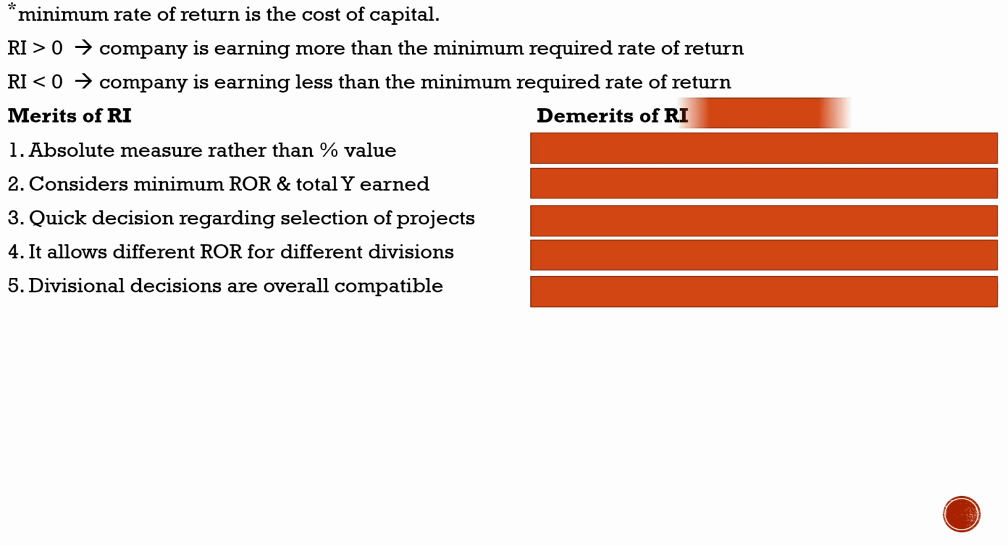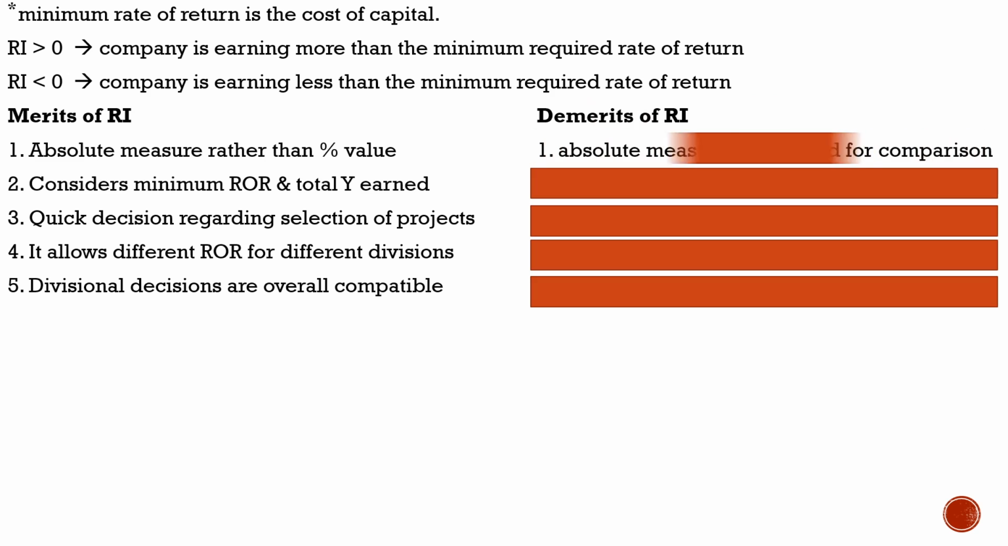So let us discuss in detail the demerits of residual income. It is an absolute measure of profitability. Thus, direct comparison of performance of two different divisions becomes difficult. This is because the level of investment may differ. In such situations, percentage analysis is better.